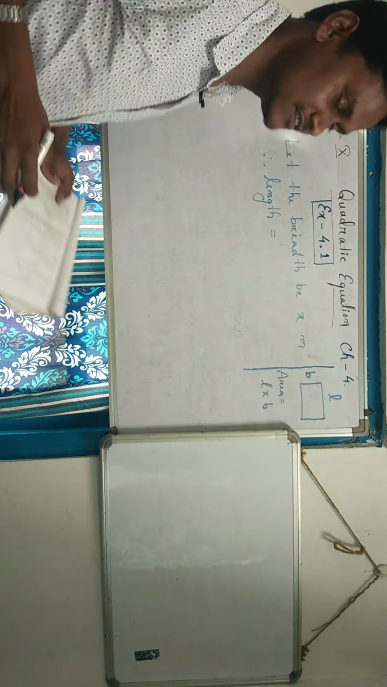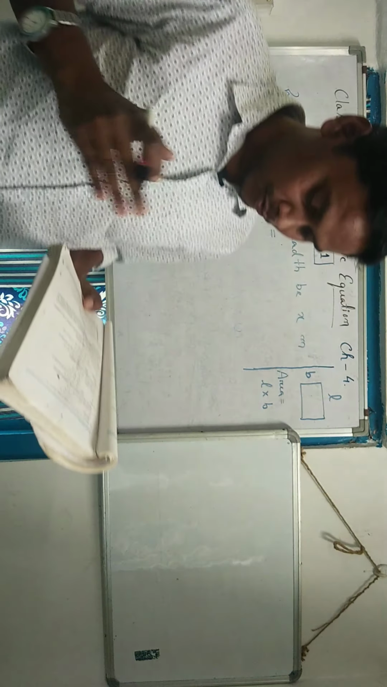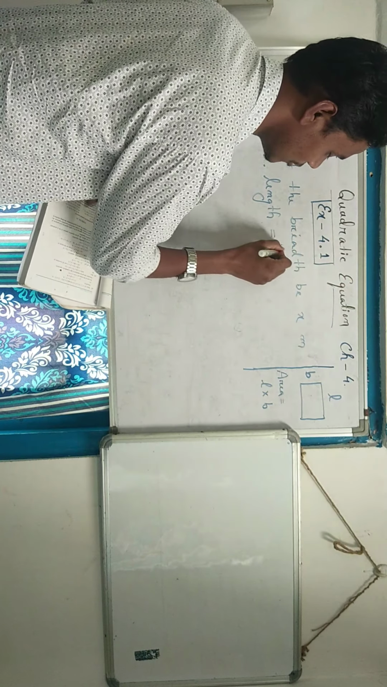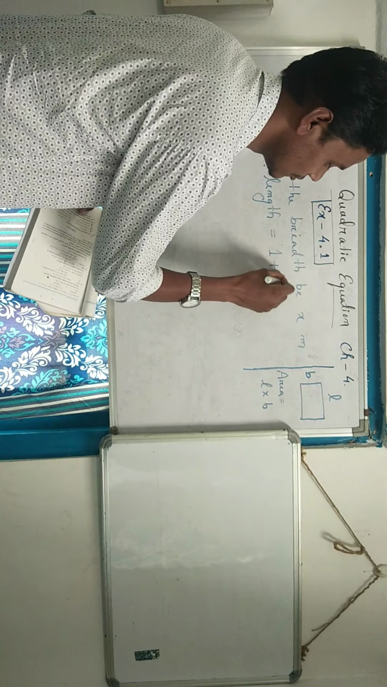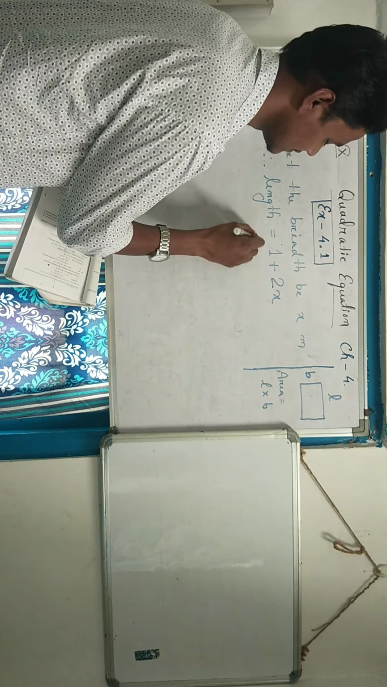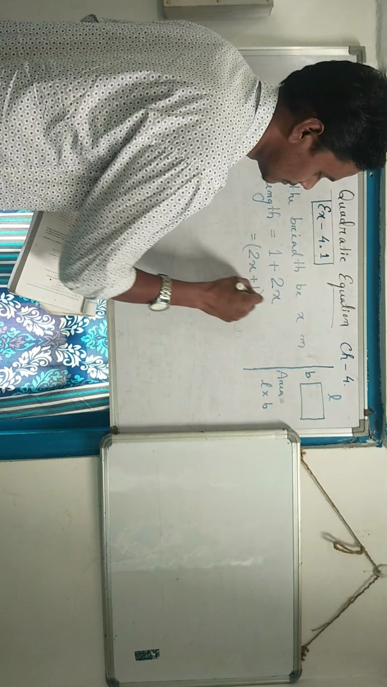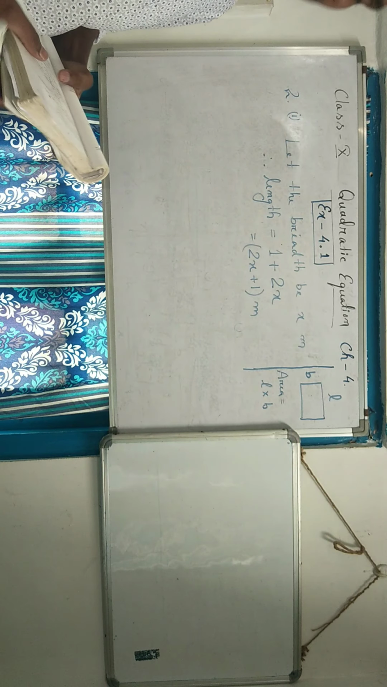Therefore length is given in the question itself: it is 1 more than twice its breadth. More means plus, and twice the breadth is 2x. So this can be written as 2x plus 1 meter. This is the length. So length and breadth I have already got.